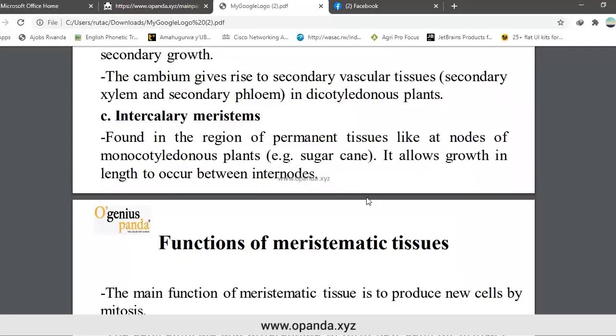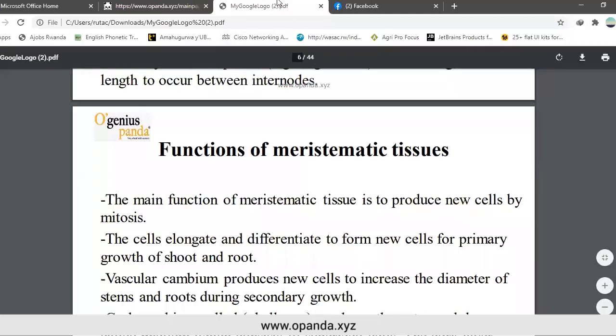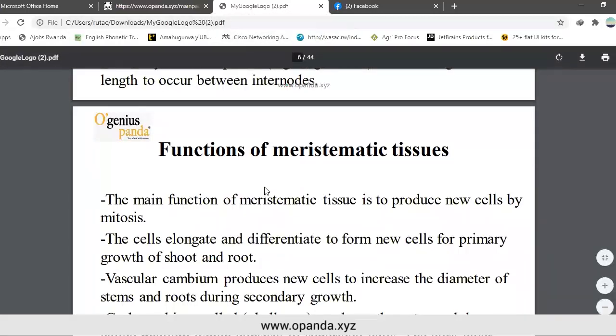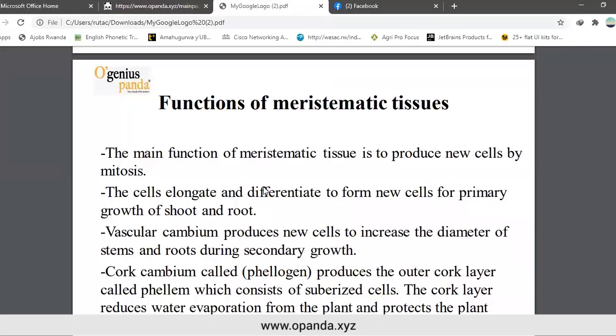What is the function? Functions of meristematic tissues. The main function is to produce new cells by mitosis. The cells elongate and differentiate to form new cells for primary growth of shoot and root. Vascular cambium produces new cells to increase the diameter of stems and roots during secondary growth.